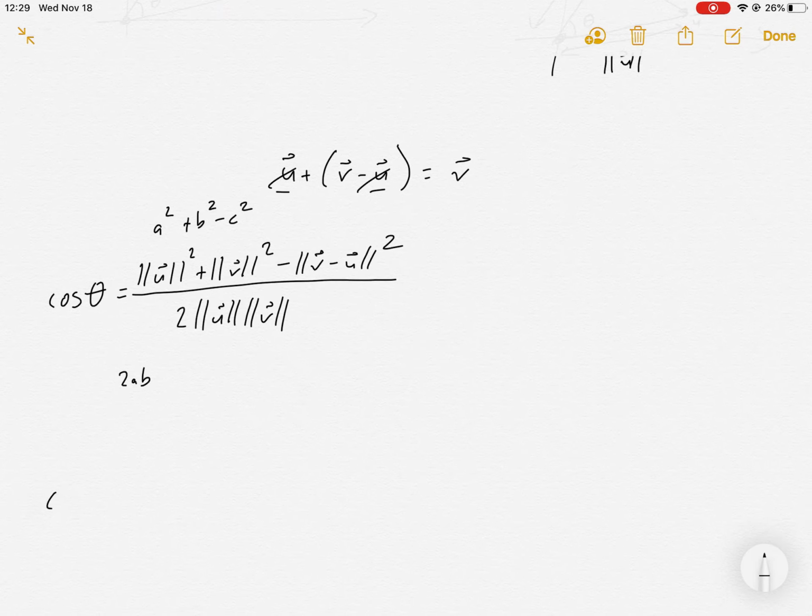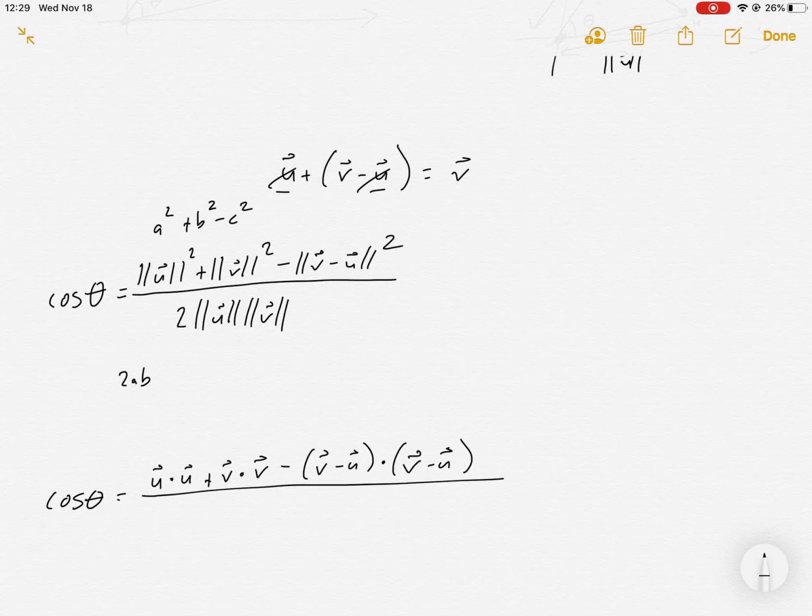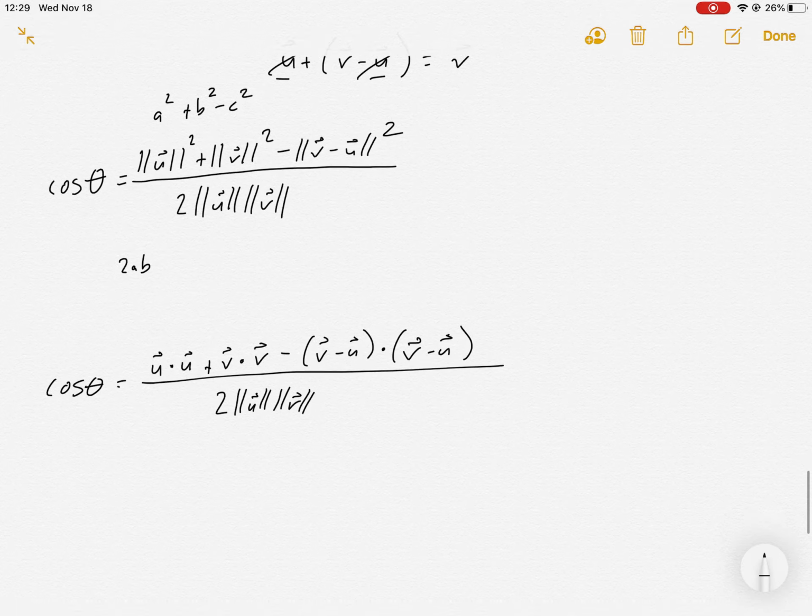Okay, so it looks pretty awful right now, but let's use the first fact, which is u dot u equals the magnitude of u squared, and v dot v equals the magnitude of v squared. And then this over here is going to be v minus u dotted with v minus u. I'll leave that as magnitude for now because the final formula does have magnitude in it.